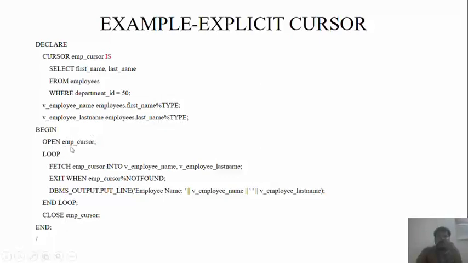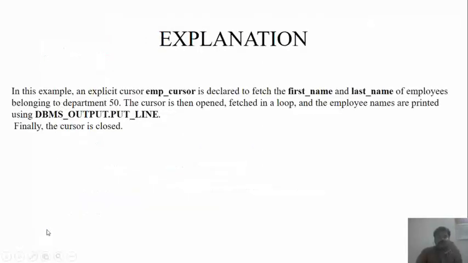Now begin. Open emp_cursor. We are opening this cursor, then loop. Fetch emp_cursor into the employee first name and last name. Exit when emp_cursor%notfound. So when the department ID equal to 50 is found, you have to display the first name and last name. Again DBMS_OUTPUT.PUT_LINE with v_employee_first_name, that is the first name, and next v_employee_last_name. End loop. So the loop started here and we are closing. The cursor we opened here, we close, then give the end statement.